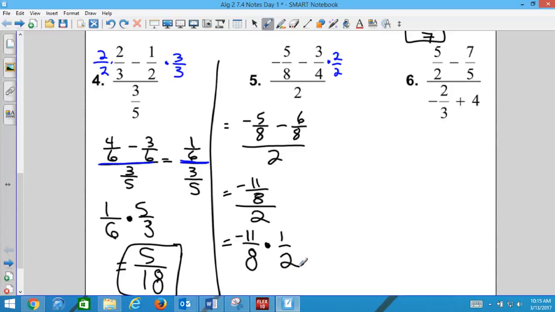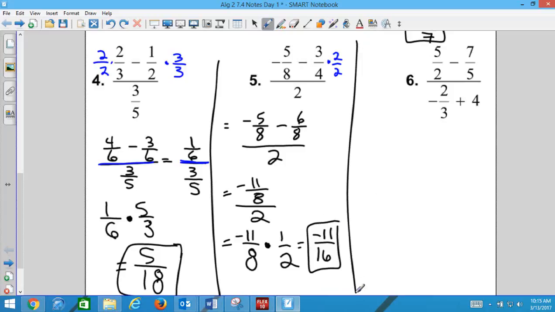A big, huge common mistake would be people writing 2 over 1 here instead of a half. I see it all the time. Just have to take your time. If you say it out loud, negative 11/8 divided by 2, multiply by a half, sometimes it helps. So we multiply straight across, and we get negative 11 over 16. That doesn't reduce. That's our answer.